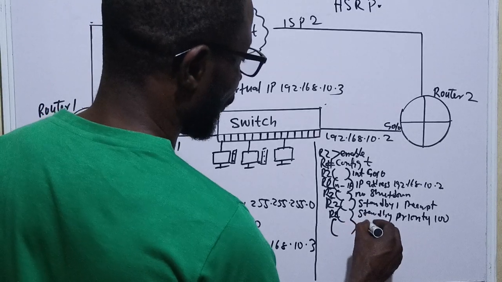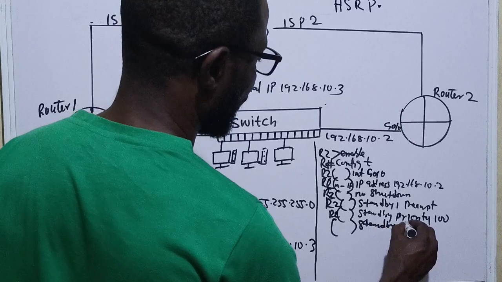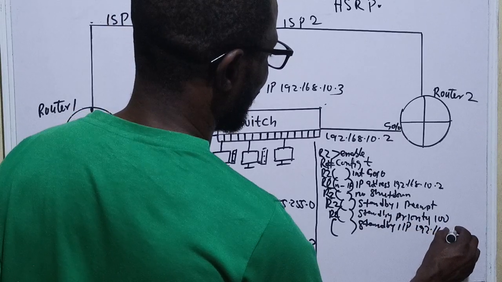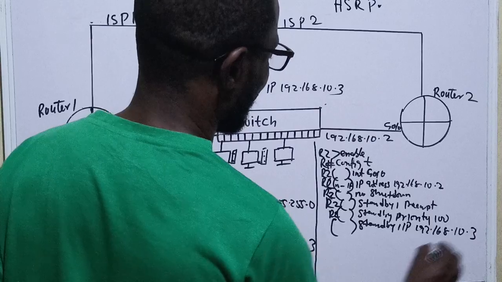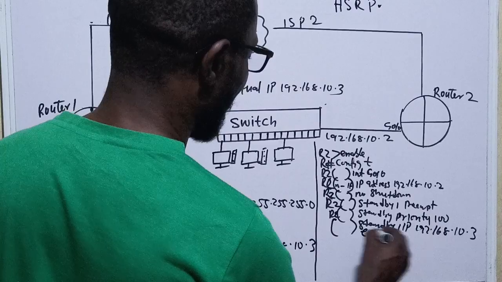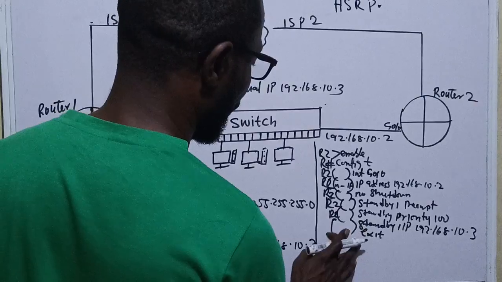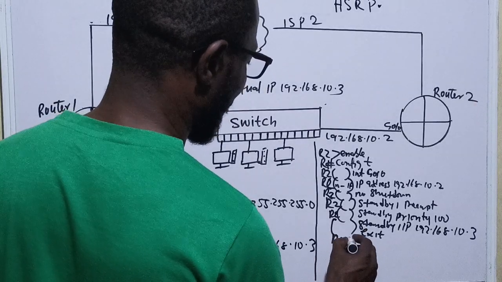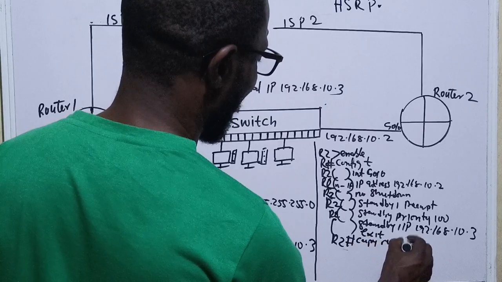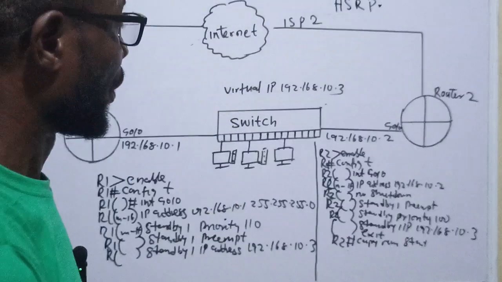Okay, so standby 1 IP is this one, 192.168.10.3. Now you need to exit and come back to Router 2's privilege mode, where you do copy run start to save your configuration. Okay, so that is it.